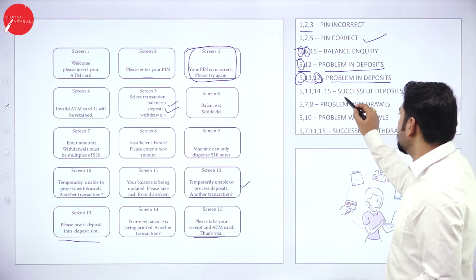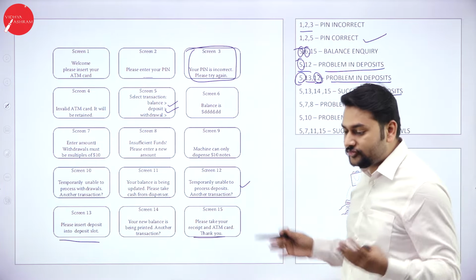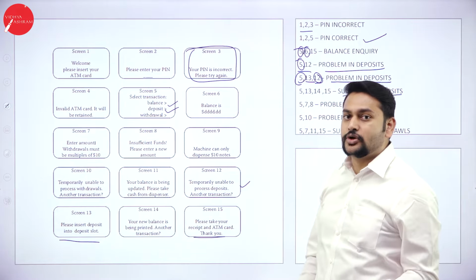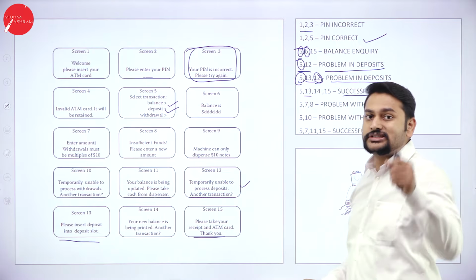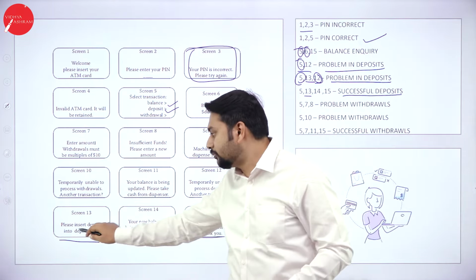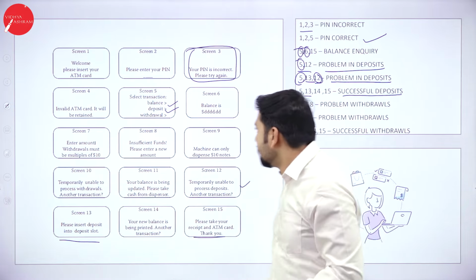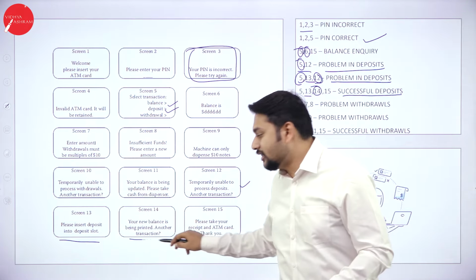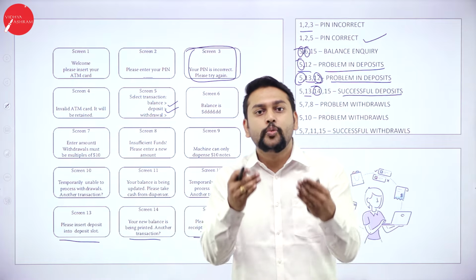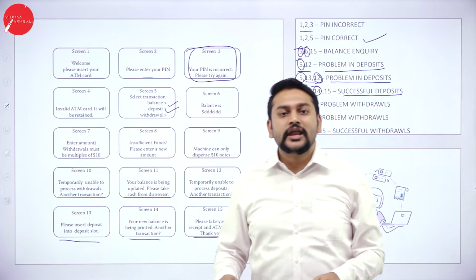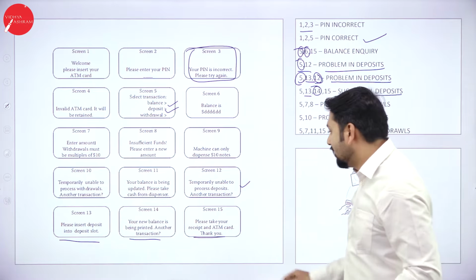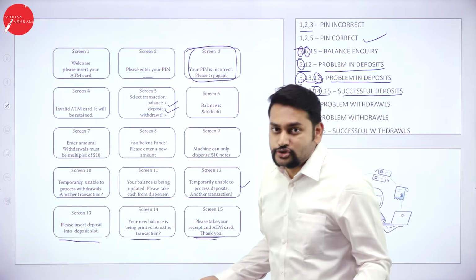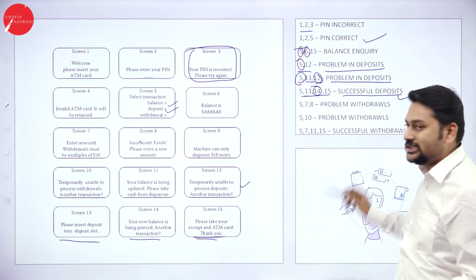Again, what is going to happen if the deposit is successful? Let's check that. Again, I'm in screen number 5. I will click on deposit. What will happen? It will go to screen number 13. What do I have in screen number 13? Please insert the deposit. All right, I did that. Then after that, it will go to screen number 14. Your new balance is being printed. Any other transaction after depositing? So if you want to do any other transaction, it is asking. If you say no, it will go to screen number 15. That's what you need to observe here. And it will give you a thank you message. So this is what will happen when you deposit successfully.